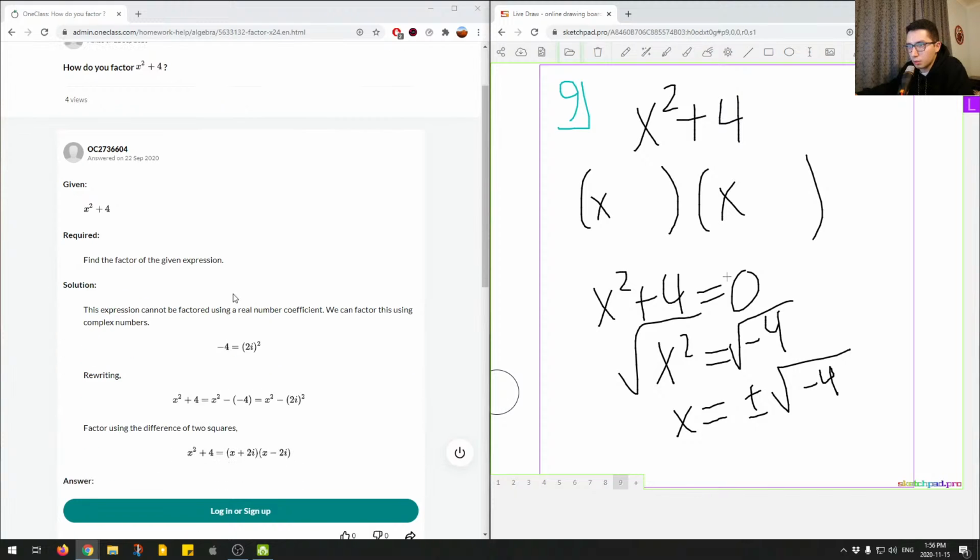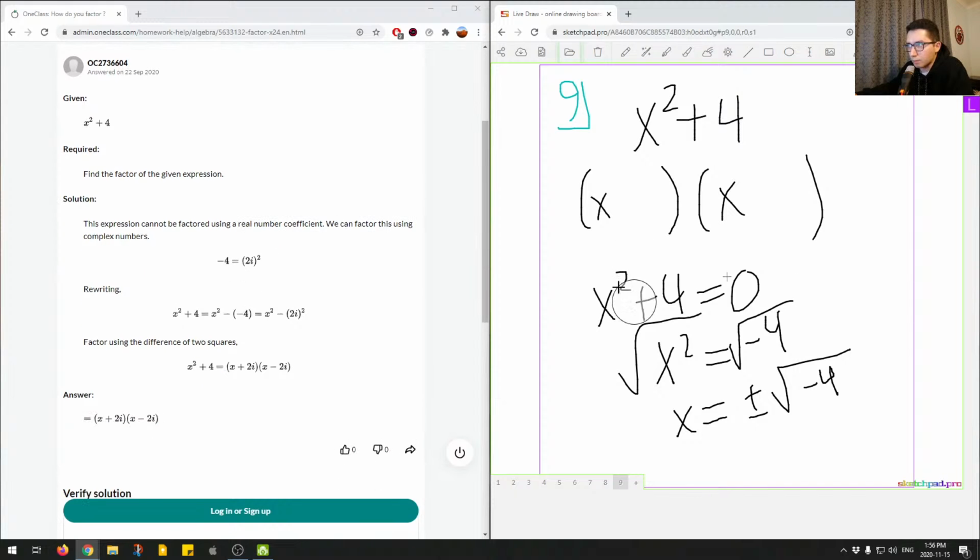So let's quickly go through the junior tutor's answer, and then we'll come back to this. So the expression cannot be factored using a real number coefficient. So we can't do this with real numbers, we need imaginary numbers, or complex numbers. So we can factor this using complex numbers. So they start off saying negative 4 is equal to 2i squared. Okay, so what is this i here? So I'll erase this down here.